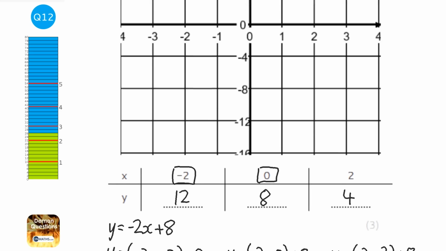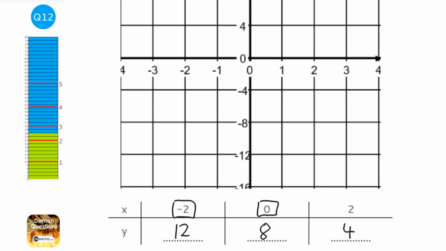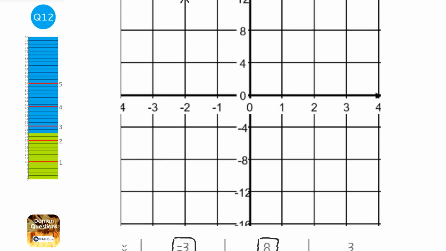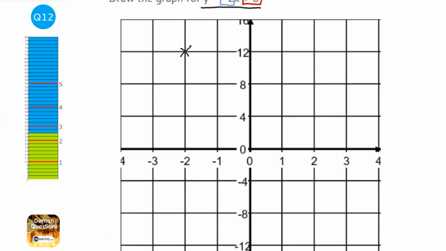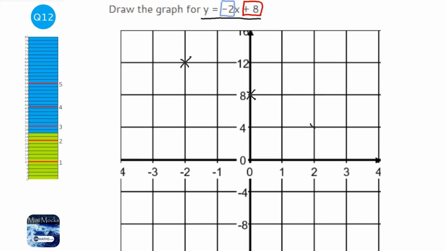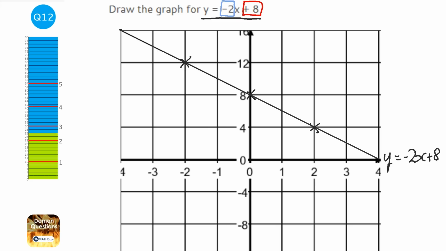So we've got 3 points here, and whenever we have 3 points we can just plot them. So minus 2 is at 12, so we can plot that. 0 at 8, so we plot it, and 2 and 4. And hopefully if we've done this right, it should make a straight line. So let's see if I can get this done right. Oh, click the wrong one. And there we go. And you always make sure that the line is for the duration of the graph, and make sure you label it. So that's y equals minus 2x plus 8.